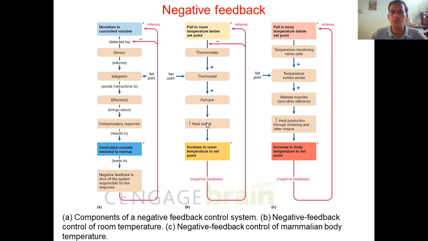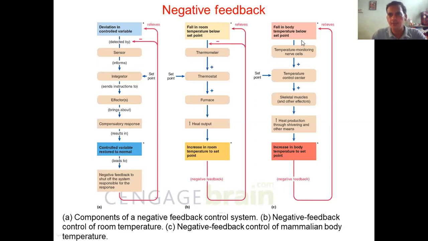Once that heat output increases, there is an increase in room temperature, and as it reaches the set point, if it converts from 15 degrees to 25 degrees, then there will be negative feedback. That negative feedback will affect the thermometer. This thermometer will no more sense the change in temperature. Why? Because the temperature has already come to the normal set 25 degrees. So this deviation is already gone. This is how our system is working.